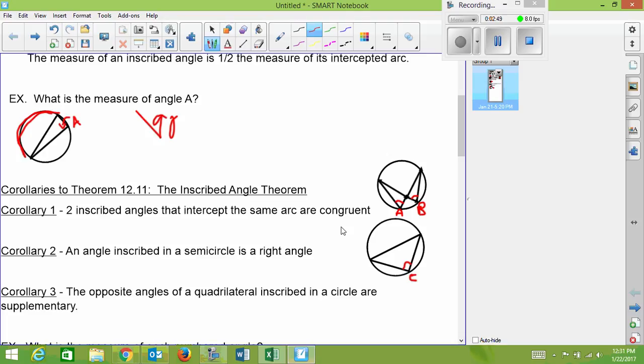Corollary 2 says an angle inscribed in a semicircle is a right angle. So angle C right here, you can see that it is inscribed in a semicircle, half of the circle. It's only using half of it. Therefore, if you go back to the rule up here, this angle has to be half of its intercepted arc, so it's got to be 90. Corollary 3 says the opposite angles of a quadrilateral inscribed in a circle are supplementary. That just goes along with the rules of quadrilaterals. It's like that for any quadrilateral, so it doesn't matter if it's inscribed or not. That is the rule.